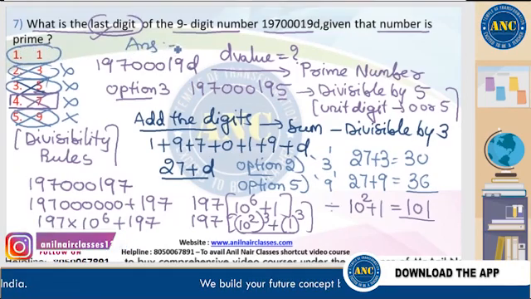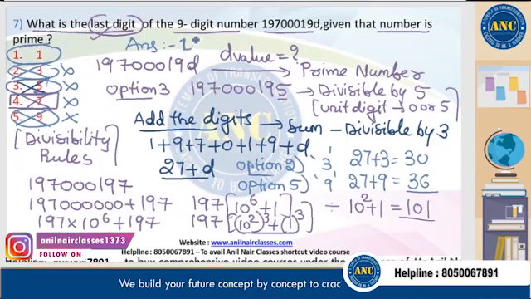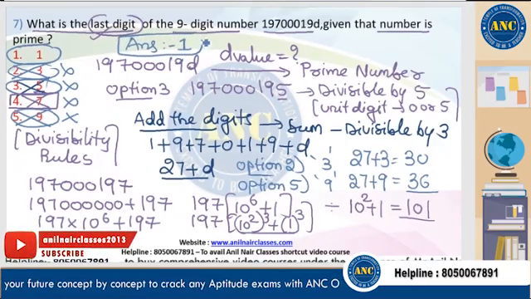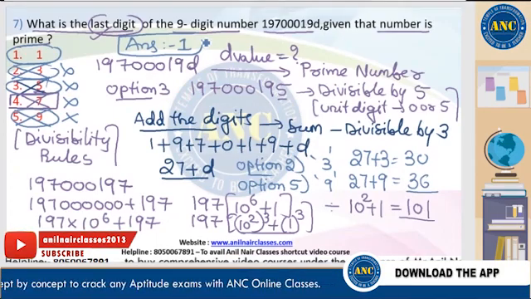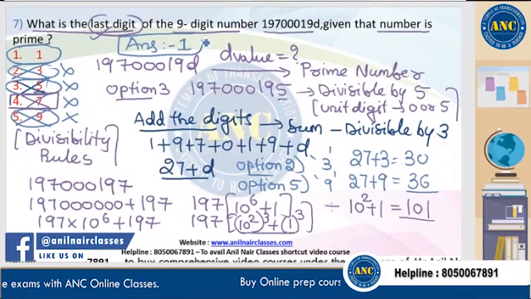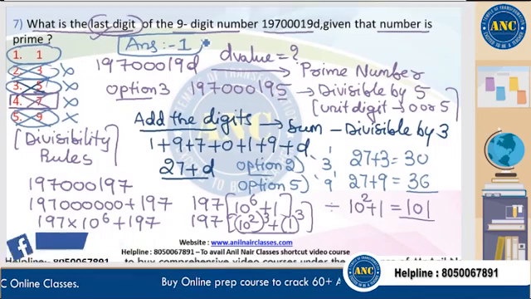You can check it out in your free time in Wolfram Alpha. 197,000,191. That is, the number is nothing but a prime number. I hope it is clear.